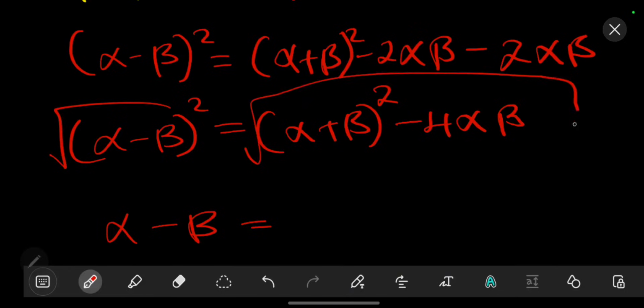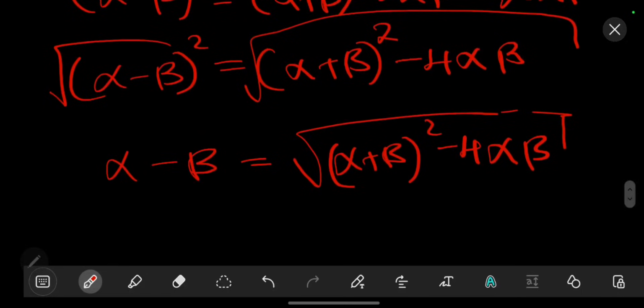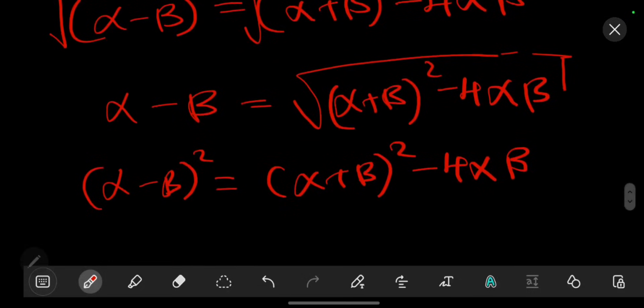So square root both sides to find your alpha minus beta, which shall be the square root of our alpha plus our beta, squared, minus our 4 alpha beta, like that. So this is the identity that can be used to find alpha minus beta without the squared. So alpha minus beta, if there's a squared, this is the identity, without the square root. So let's just write. So this is what we have. Let's go to another identity.